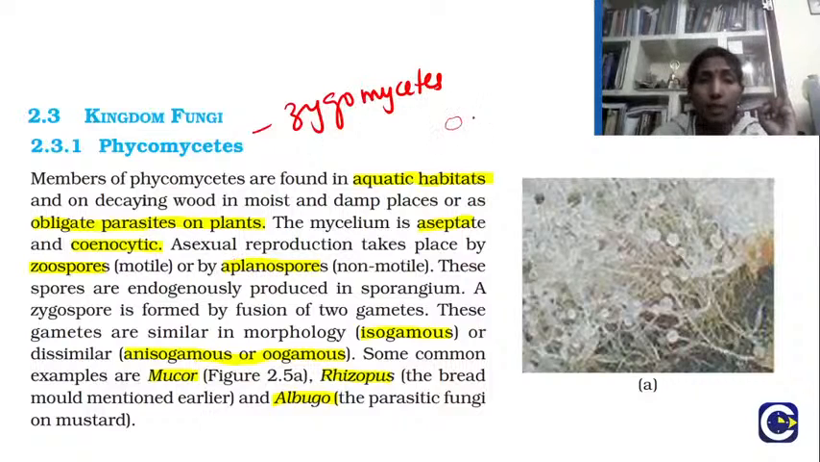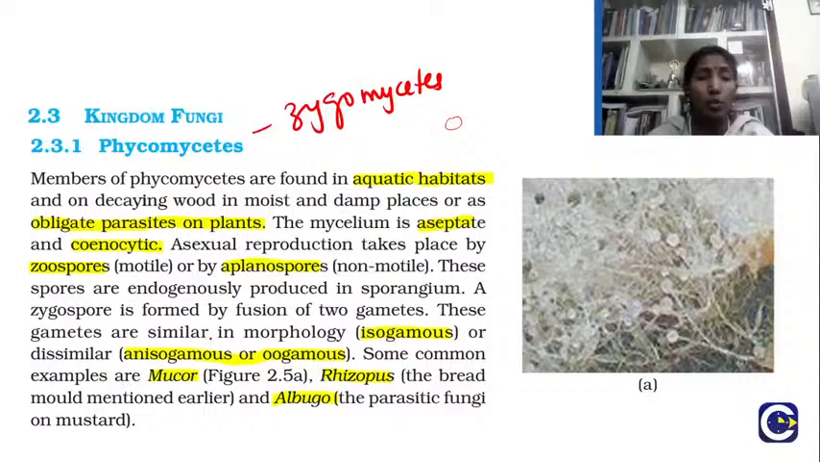Isogamous, they will be of similar size. Otherwise, oogamous or anisogamous, they will be dissimilar. The best example of Phycomycetes, we saw, will be Rhizopus. Rhizopus is nothing but the bread mold.